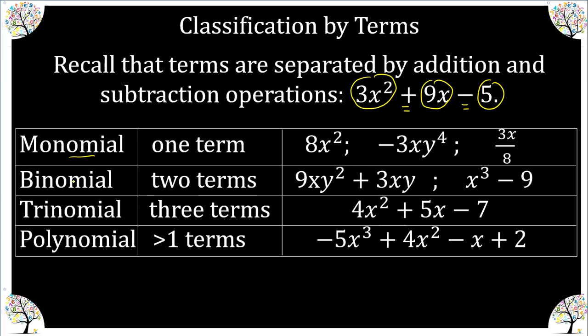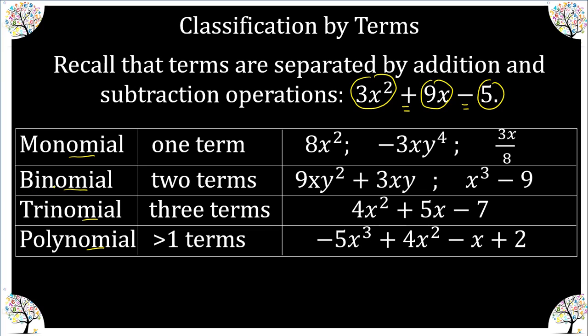Remember, nomial means term. So when you use these words, you are classifying by terms. Mono, meaning one, says that this polynomial has one term. And here are 3 examples: 8x squared, negative 3xy to the 4th, and 3x divided by 8. Again, division and multiplication do not separate a term from a term.